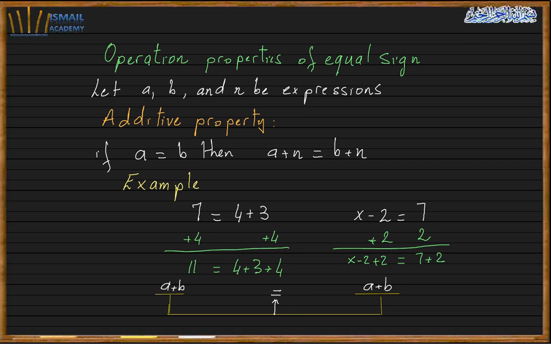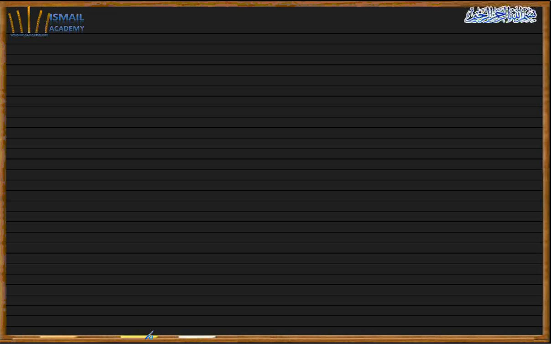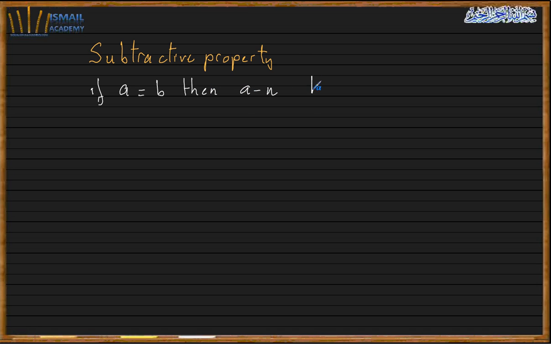The second property is the subtractive property. So here, if A equals B, then if I subtract the same number from both sides, it's still equal.